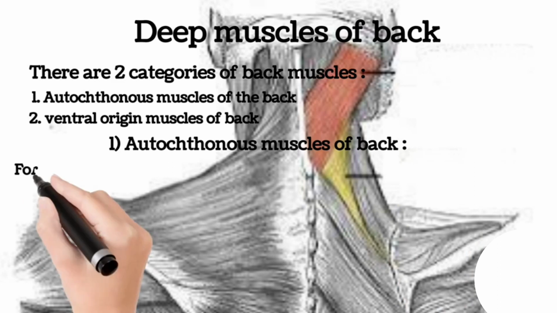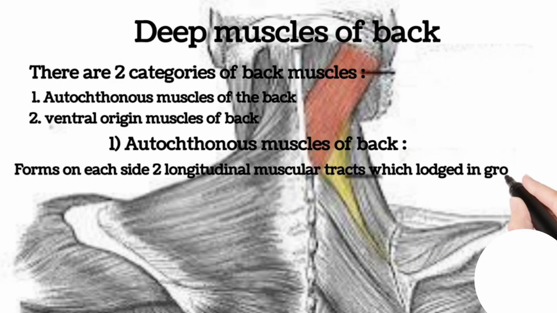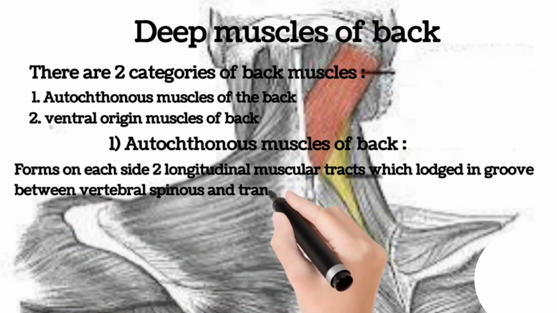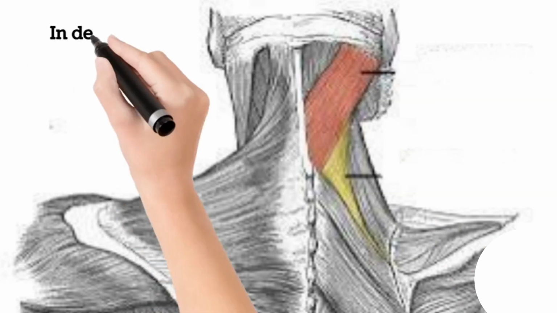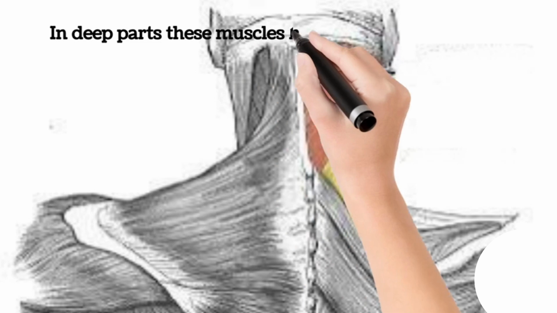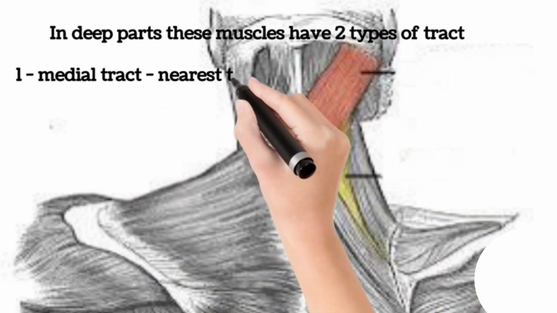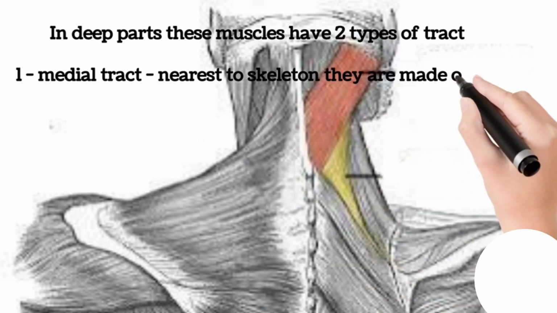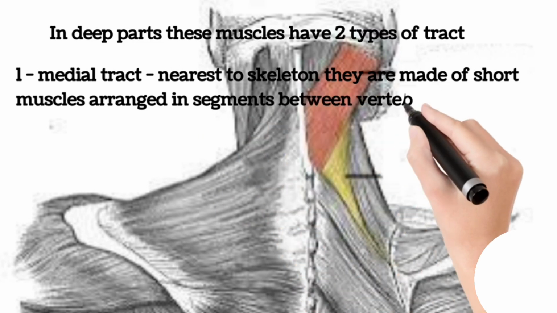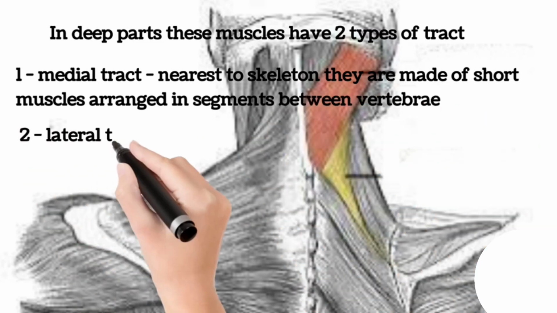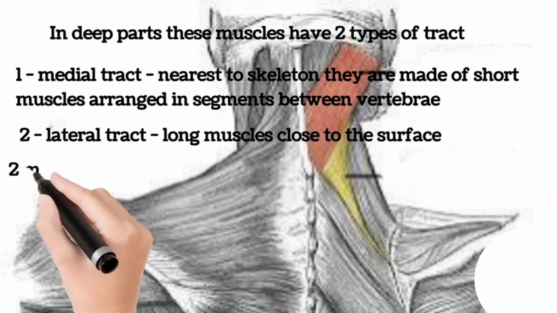Now these muscles form on each side two longitudinal muscular tracts which are lodged in the groove between the vertebral spinous and transverse processes and the angle of the rib. Now in the deep parts, these muscles have two types of tracts. The first one is the medial tract, which is nearest to the skeleton. They are made of short muscles arranged in segments between vertebrae. Now the second is the lateral tract, which is long muscles close to the surface.